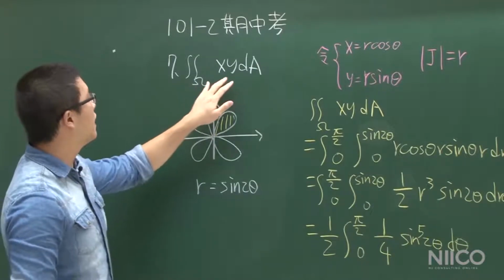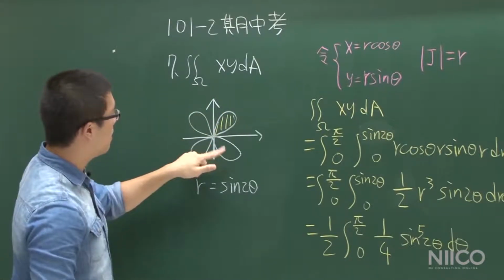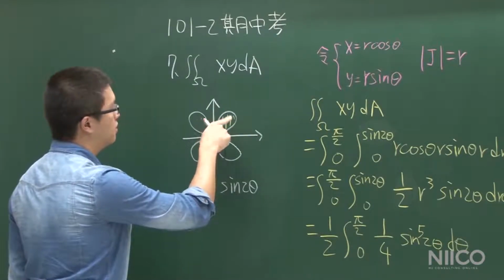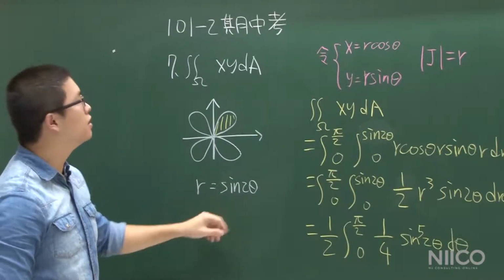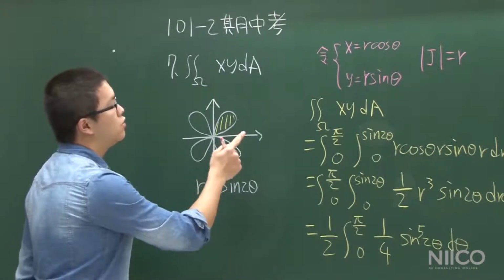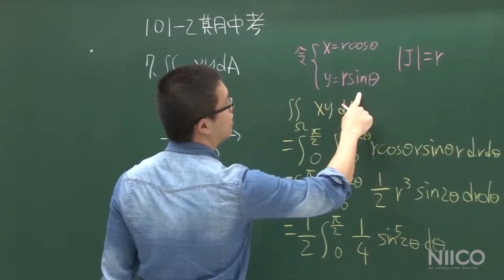Hello everyone, so in this problem we're going to calculate the integral of x times y dA, where A is the first quadrant of the graph of r equals sine of 2 theta. To do this problem we want to substitute x and y into r and theta. So x equals r cosine theta and y equals r sine theta.